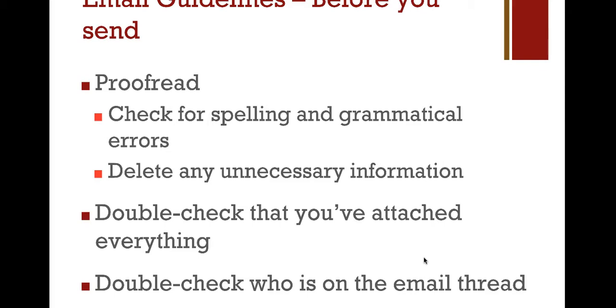I've definitely seen, in a professional setting, people get embarrassed because they meant to just hit reply to the person, but instead they pressed reply all, and it went to like 100 different people. And it wasn't something that they wanted to share with 100 different people. It was something they wanted to share with just that person. So be really careful about when you're pressing reply or reply all, and check who's on the email thread.